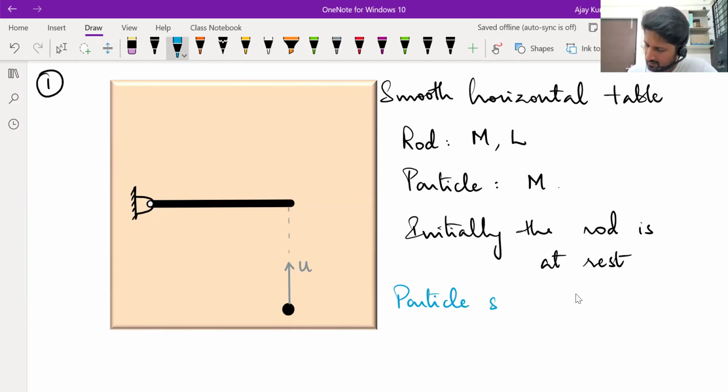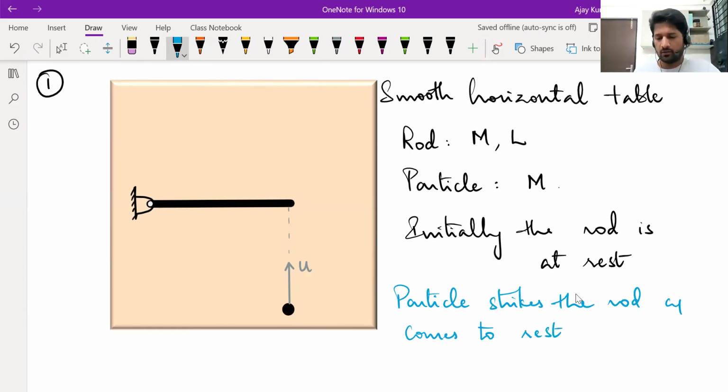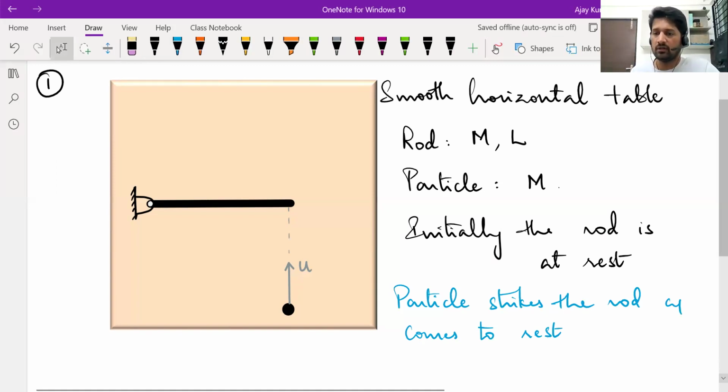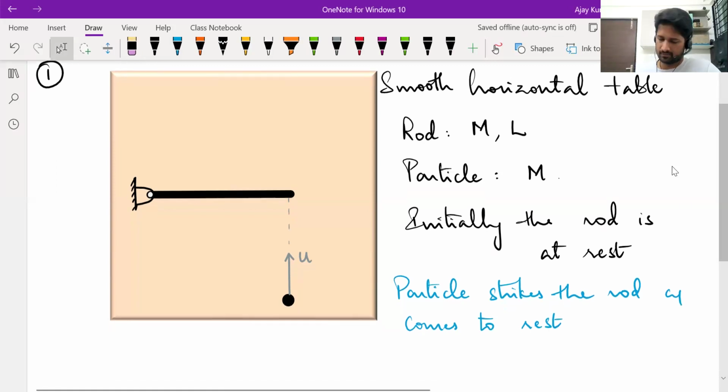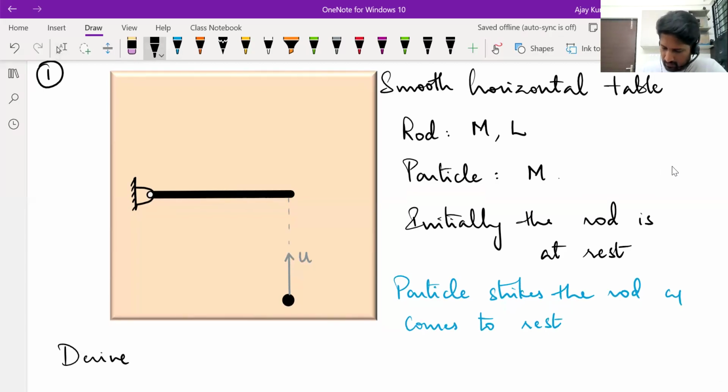So suppose you are told that the particle comes to rest after striking the rod. The particle strikes the rod and comes to rest. You know the rod will start rotating after this collision. Calculate the angular velocity with which the rod begins to rotate. That is the question. Derive the angular velocity of the rod just after collision.